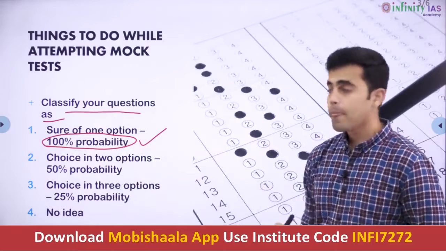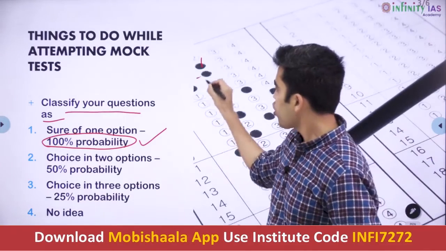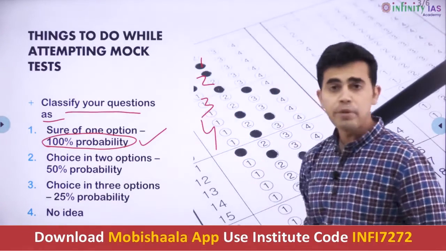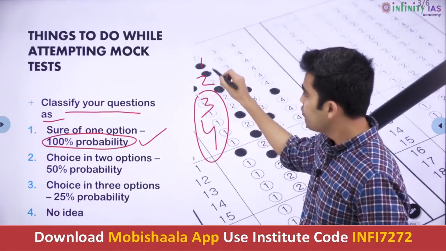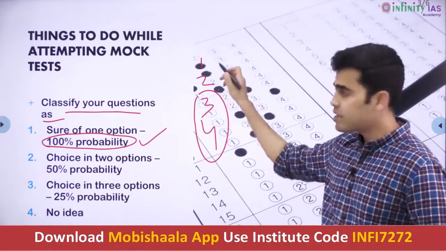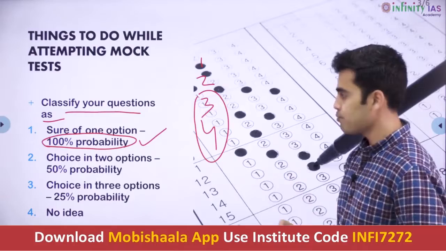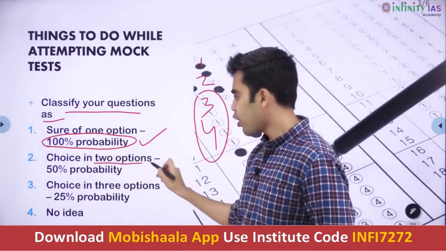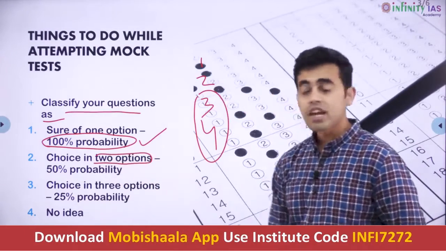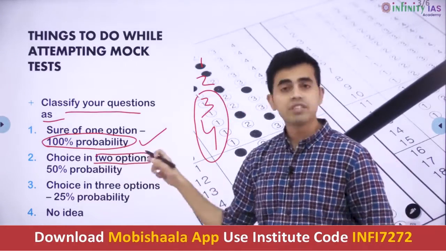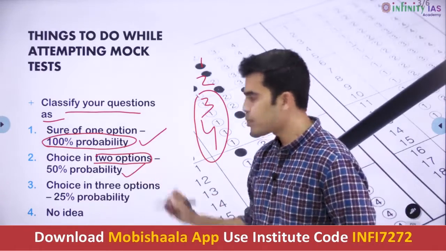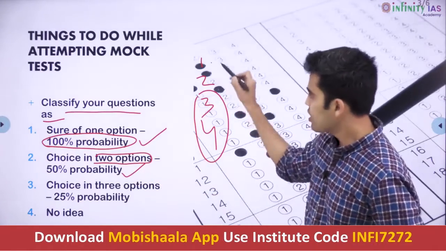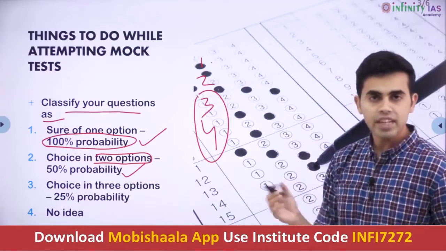Next category. In the 4 options, we are able to eliminate 2 options, but we are not sure which one of the 2 options that are left is the right answer. So, we have a choice in 2 options. What is the probability of this question being right? It is 50% probability. Either this can be right or this can be right.